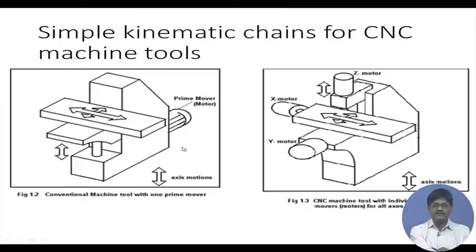For example, here we see a milling machine in which we have three motions x, y and z, and there is a motor which is also providing the cutting speed. Instead of this, on the CNC machine we will find one motor for x, one motor for y, one motor for z, and also a separate motor for the rotation of the cutter.